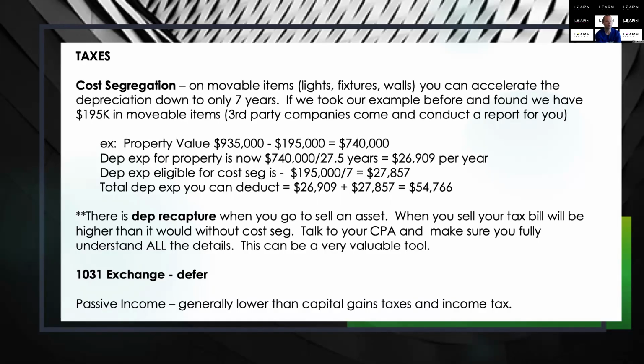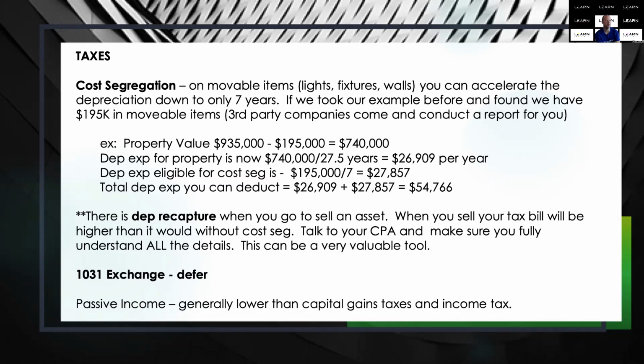If we took our example before and found we have $195,000 in movable items, this is from a third-party report. So you don't have to do it. You bring a company out there, they charge a fee, but they give you a ballpark estimate up front, and then they go in and do a full engineering report and give it back to you. But for example, we found the 195 in movable objects, which are eligible for the depreciation. So property value again, 935, now you're subtracting 195. So your new value there is $740,000. So depreciation expense for property is now 740 divided by 27.5 years is 26,909 a year.